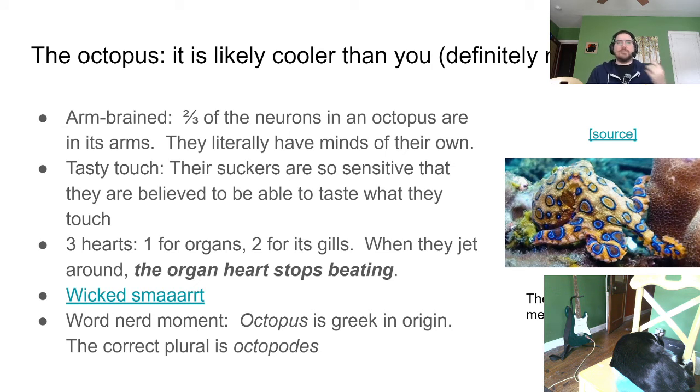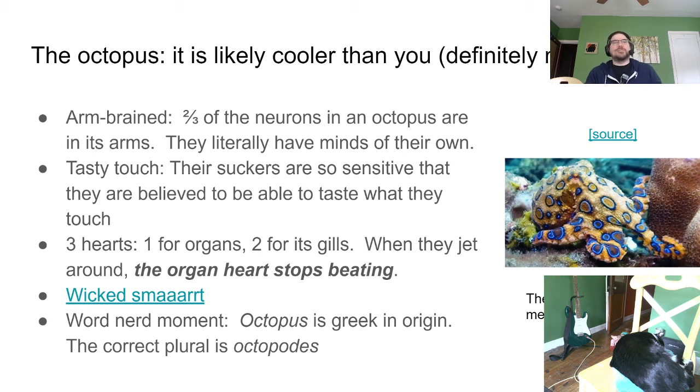They have three hearts, one for their organs and two for their gills, to pump all that blood around. When they do the water squirting and the jetting around, the organ heart that gives blood to their organs stops beating. They give themselves a heart attack to jet through the water, which means this one octopus hated that guy so much that it willingly gave itself a little mini heart attack just to get him wet and see him be mad.